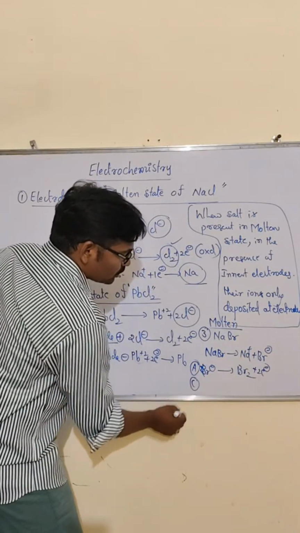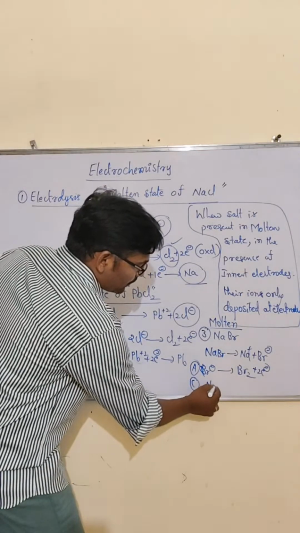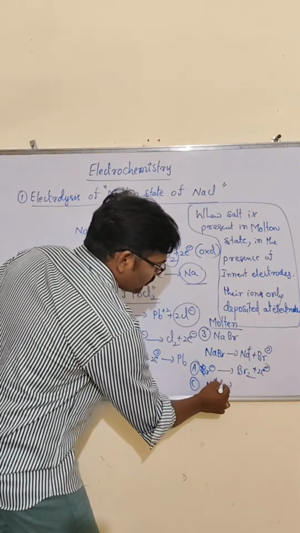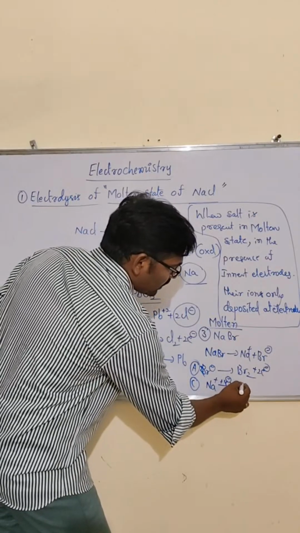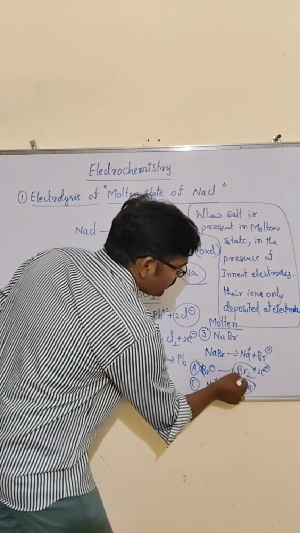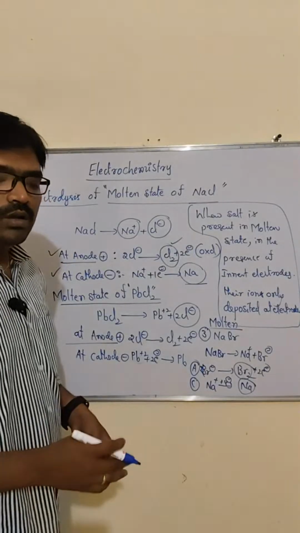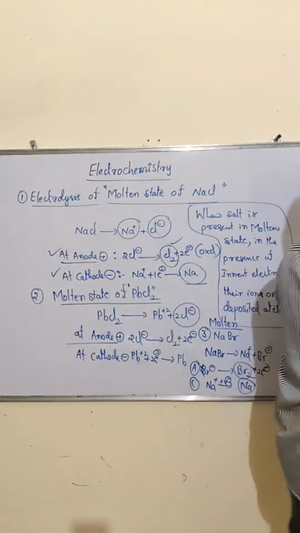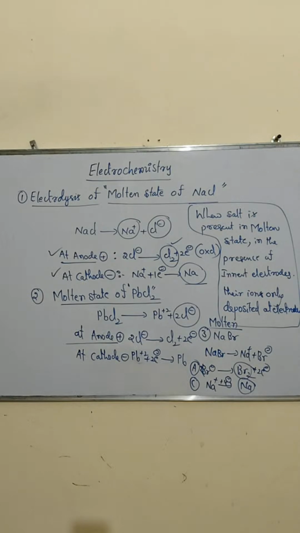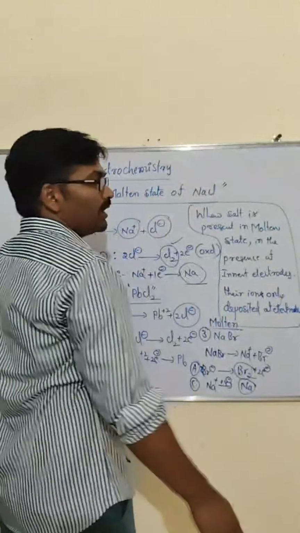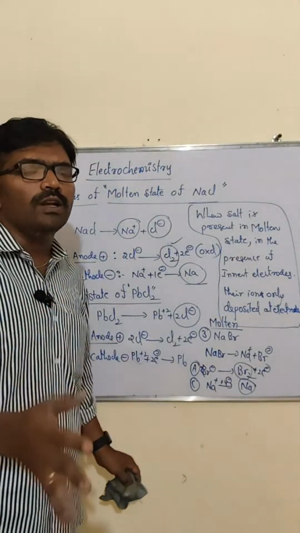Then at cathode, what happens? Sodium plus, by taking 1 electron here, will be converted into sodium. That means their ions are deposited. So when the molten state is taken, their ions are deposited. Remember, my dear students, once you take molten state, their ions only deposit. Clear? Understand? In case you take aqueous solution, here problem will come.